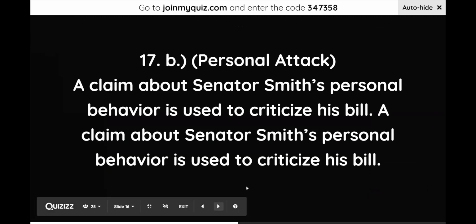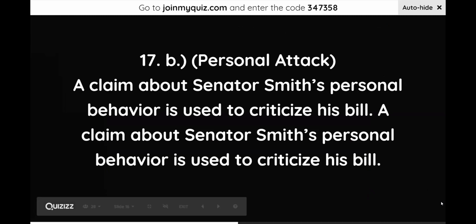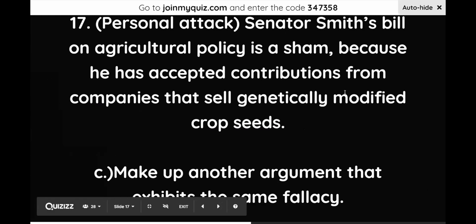Okay. So this is what the back of the book says. It's a claim about the senator's personal behavior, and it's used to criticize the bill. And then I guess I copy and pasted that twice for some reason. I think it automatically pastes twice sometimes. It kind of glitches a little bit.